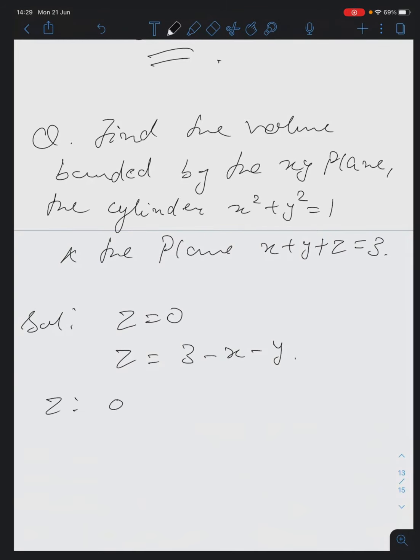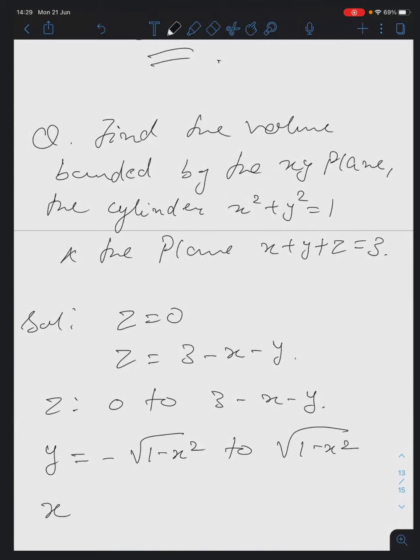Limits of z will be from 0 to 3 minus x minus y. Limits of y: in the xy plane, the projection of this cylinder will be a circle x square plus y square is equal to 1. And if I want to write y in terms of x, I'll get minus root over of 1 minus x square to plus root over of 1 minus x square. And the x limits are constant, minus 1 to plus 1. Understood all of you?